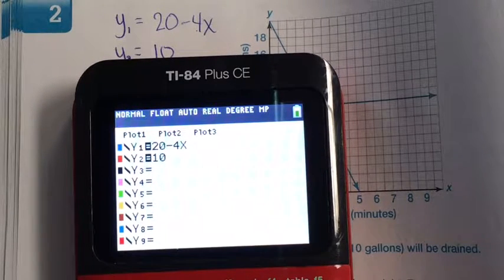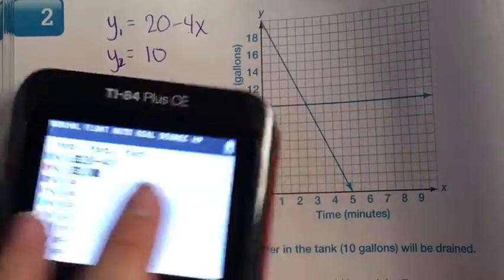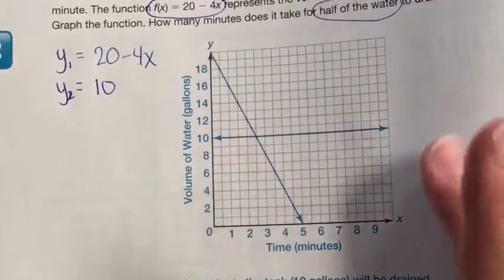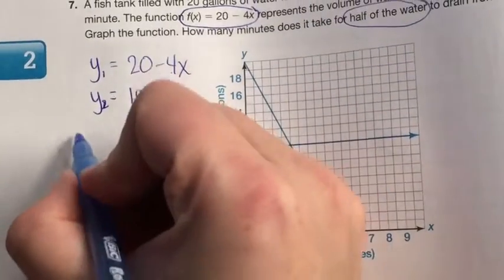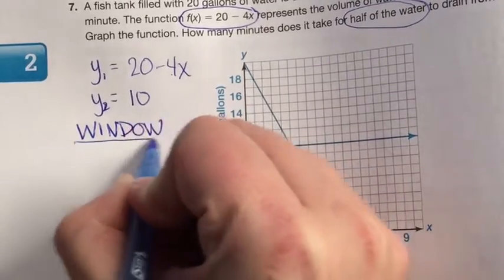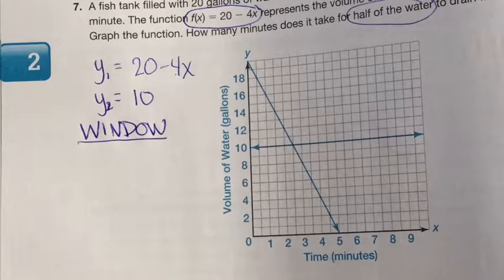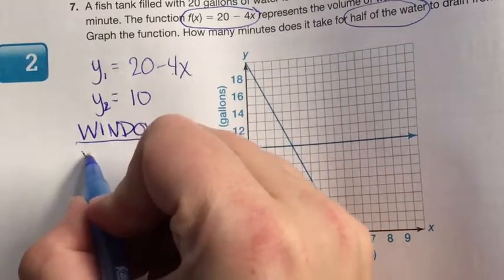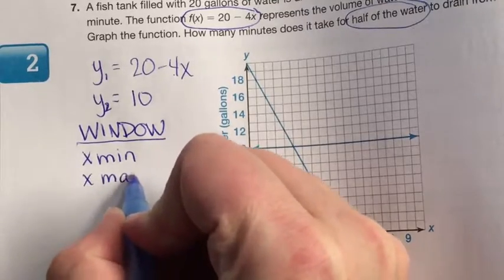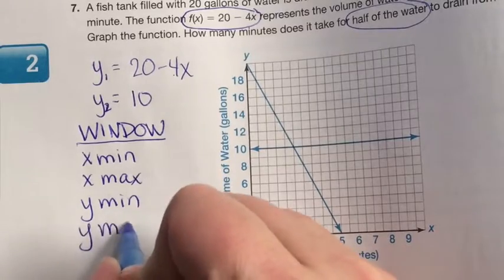And then let's just look at this problem here for talking about what the window is. So what is the window here? 10 and 40. Okay, so the main things that you need for your window, which you don't have to write this down for everyone, but please write it down for this one so that you know what to change. The only things that matter that we change are the x min, x max, y min, and y max.